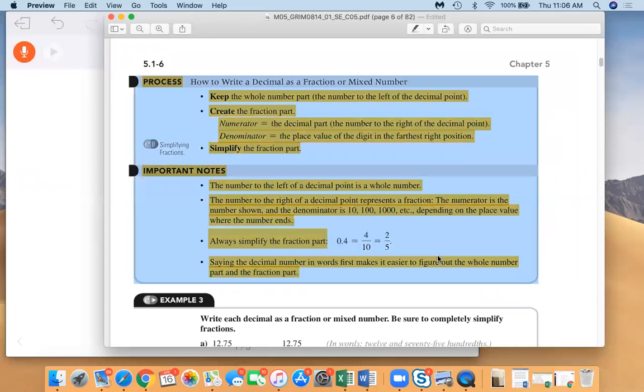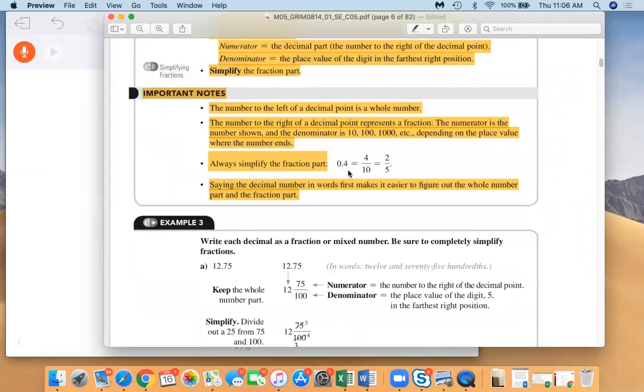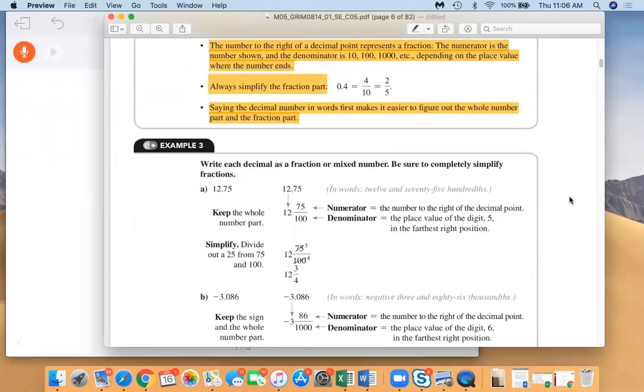So here's the good example, and this is what we're going to need to do as we work through this section. Here we have 0.4 equals 4/10, but that's not simplified. That simplifies down to 2/5. That means that the decimal 0.4 actually equals 2/5. So that's important to note. Saying the decimal number in words first makes it easier to figure out the whole number part and fraction part.